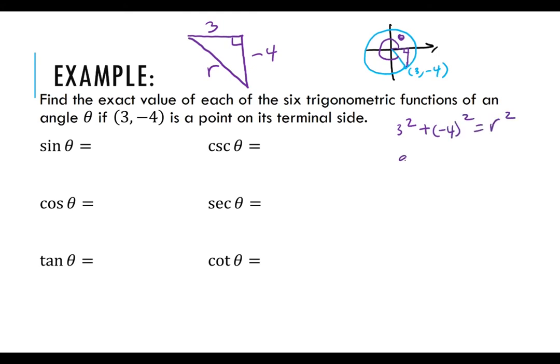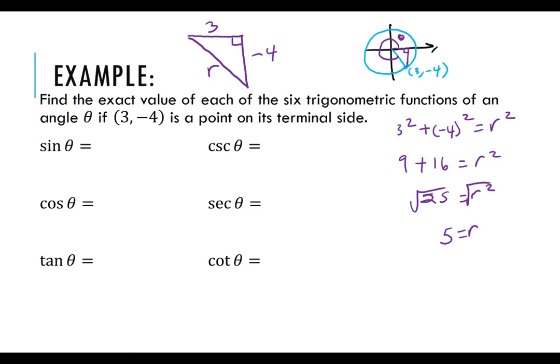Solve for r. 3 squared is 9, plus 16 is equal to r squared. 9 plus 16 is 25, equal to r squared. Take the square root. Radius is going to be positive for us, so r is going to be positive 5.